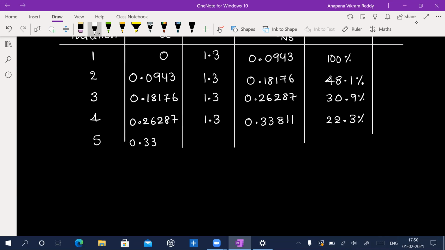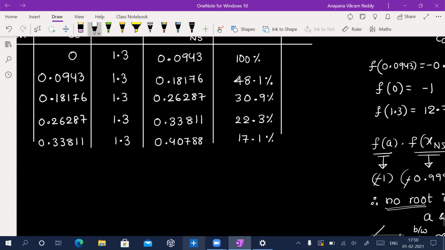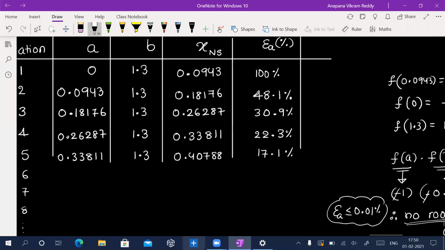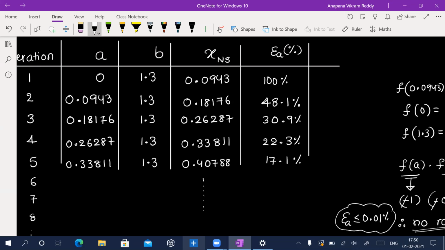In this example also, B will remain fixed, the upper limit b equal to 1.3 is fixed, and only a is changing. So we are approaching the true solution from one direction only. You just go on like this, 6, 7, 8 iterations, until the error epsilon a reaches 0.01%, you keep doing this, and that would be XNS. Are you all getting this?